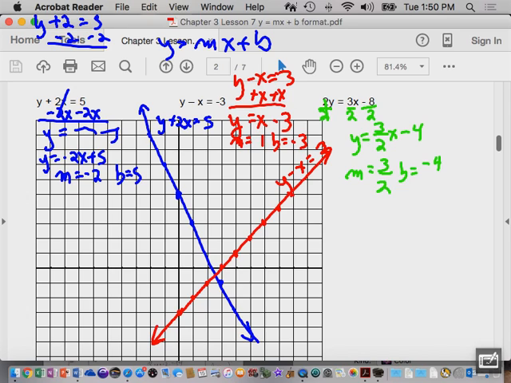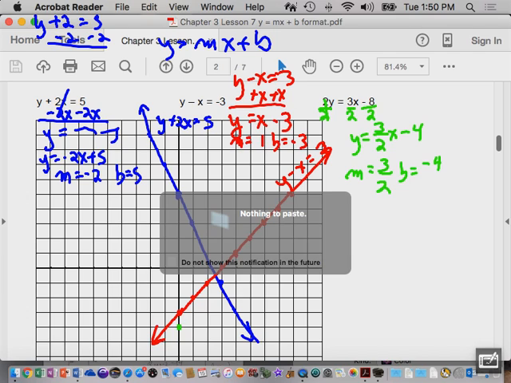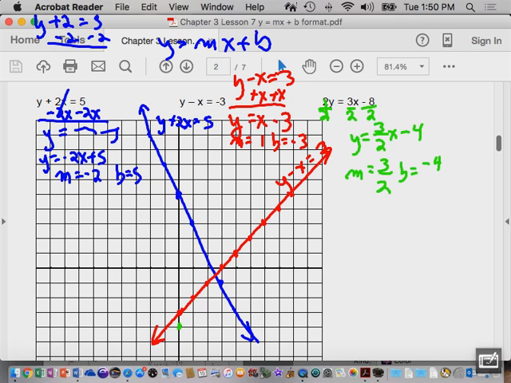Okay. So, I begin at -4. 1, 2, 3, 4. There I begin. How do I move? Up 3 over 2. 1, 2, 3 over 2. And again, up 3 over 2, repeating the move. And there we go. Okay?